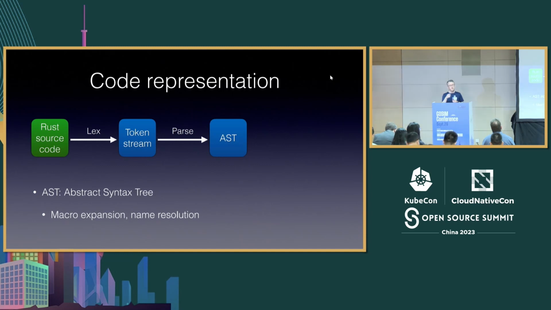Those tokens get fed to the parser, and it parses them and produces an abstract syntax tree, or an AST. The AST is a tree data structure that is very close to the original source code. Almost everything in the original source code is effectively present in that tree. Once we have the AST, we do several important operations on it, and that includes macro expansion and name resolution.